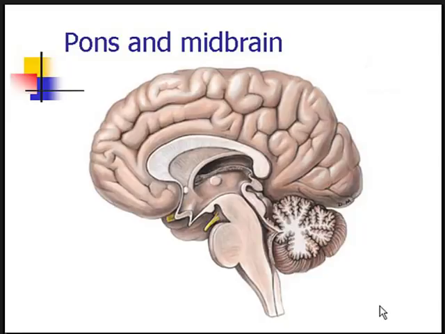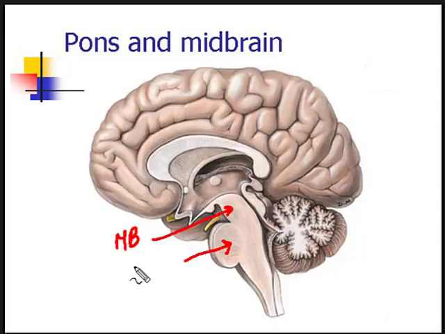I'm now going to do the pons and the midbrain, and we just finished the medulla. So I first want to explain how I'm going to take the sections in the pons and the midbrain. Up here in this diagram, which is a sagittal section of the brain, this is the midbrain. This part here is the pons.